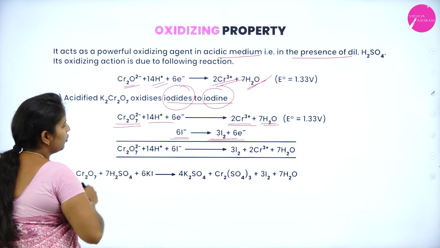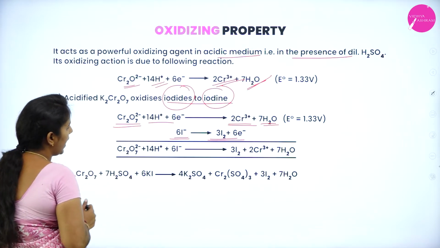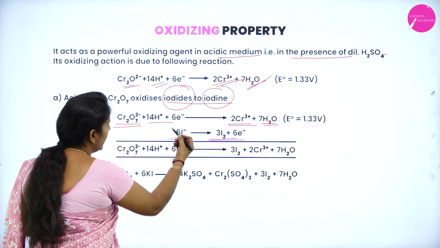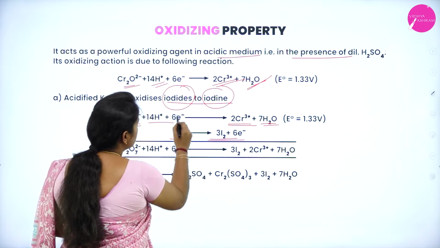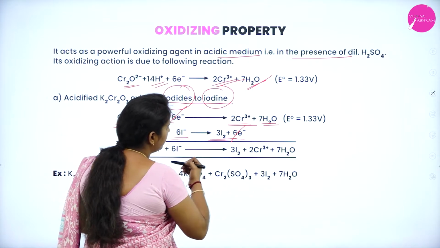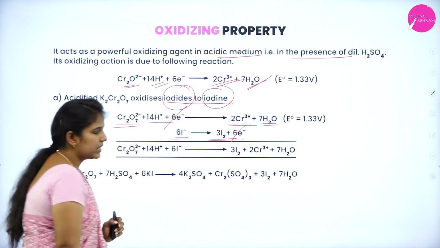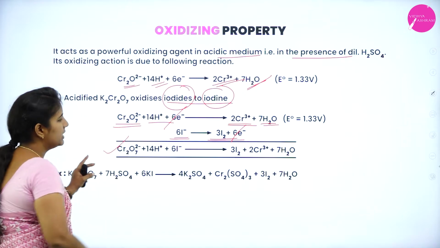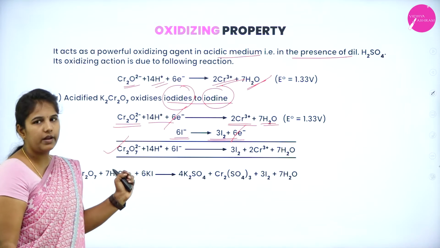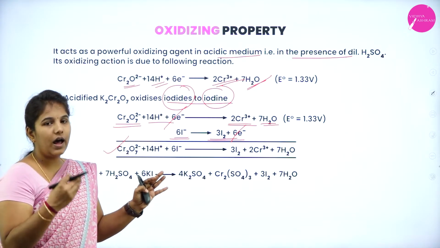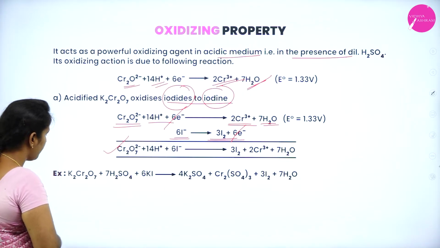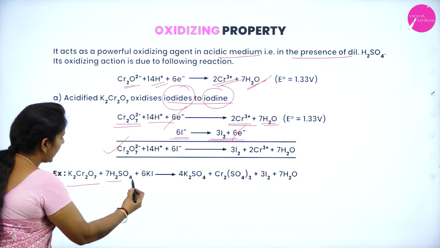Now if you represent the overall cell reaction, what will happen? You can see Cr2O7 2-, 14H+, and 6I-, because the 6 electrons and 6 electrons get cancelled here, gives 3I2 plus 2Cr3+ plus 7H2O. So this is the overall reaction which I have written. This indicates that acidified potassium dichromate oxidizes iodide to iodine. You can see one more example of potassium dichromate reacting with acid.